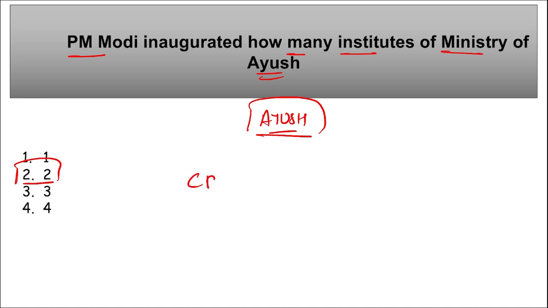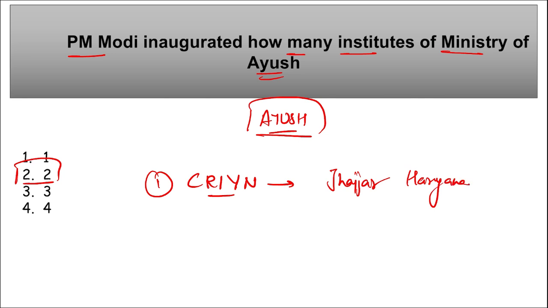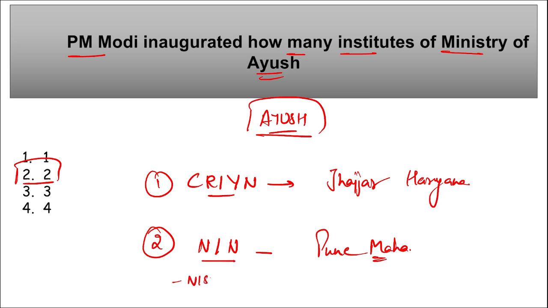First is Central Research Institute of Yoga and Naturopathy. This is in Jhajjar. Where is Jhajjar? Jhajjar is in Haryana, right? The second institute, remember, is named National Institute of Naturopathy. And where is this? This is in Pune, Maharashtra, right? So these two, National Institute of Naturopathy, remember Nisarg Gram also, that is in Pune, Maharashtra. So these are the 2 institutes of the Ministry of Ayush.